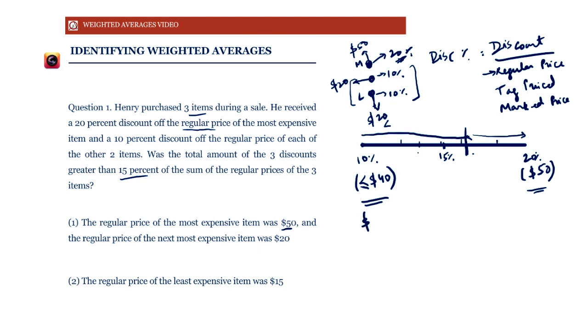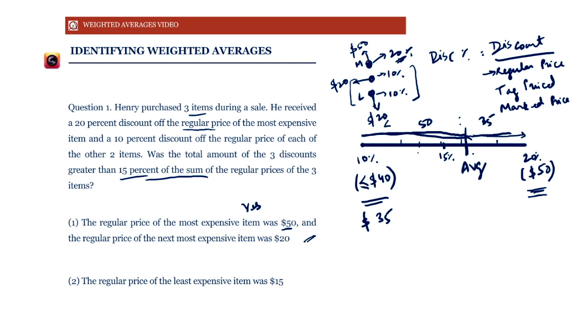Let's say if this total price is actually equal to $35, then the entire distance would be split in the ratio of 50:35. In any case, this will be the average and it will be to the right of 15%. It will be closer to 20% than to 10% because the weight given to 20% is more than the weight given to 10%. So then, was the total amount of the three discounts greater than 15%? Well, yes, certainly. We've got our answer as yes, certainly. Because the weight given to 20% is higher, the overall discount is closer to 20%, and that is why it is more than 15%. Okay, that means this statement alone is sufficient.